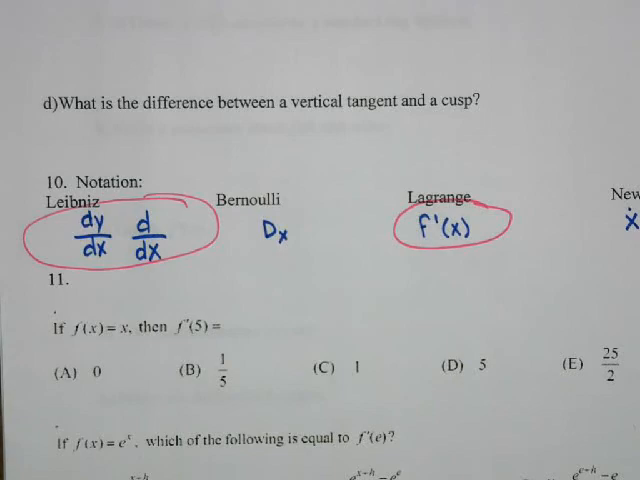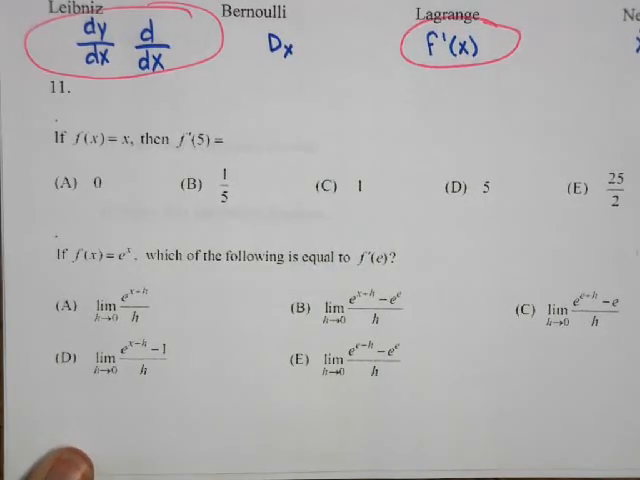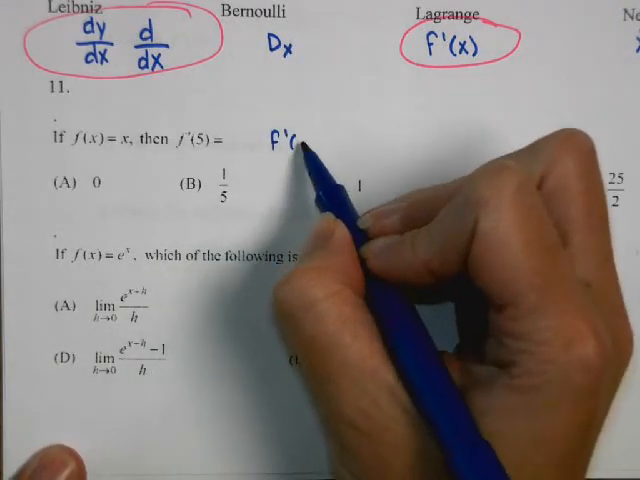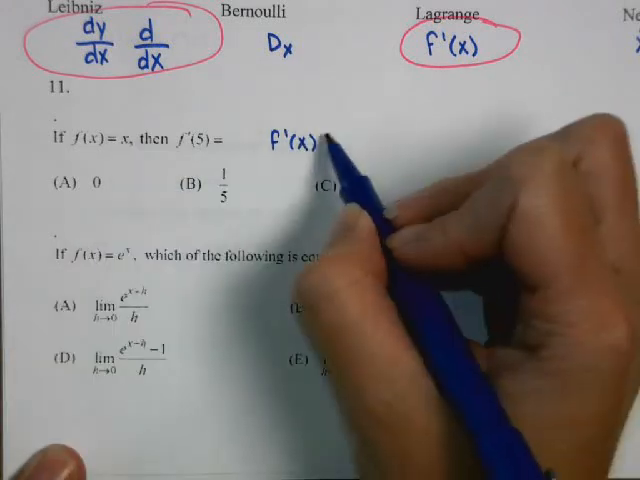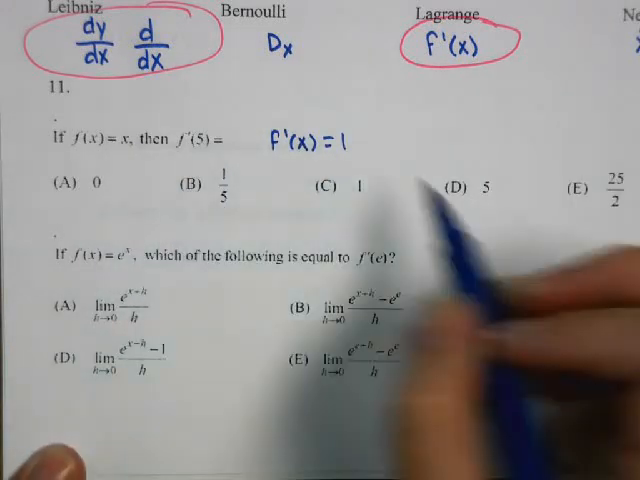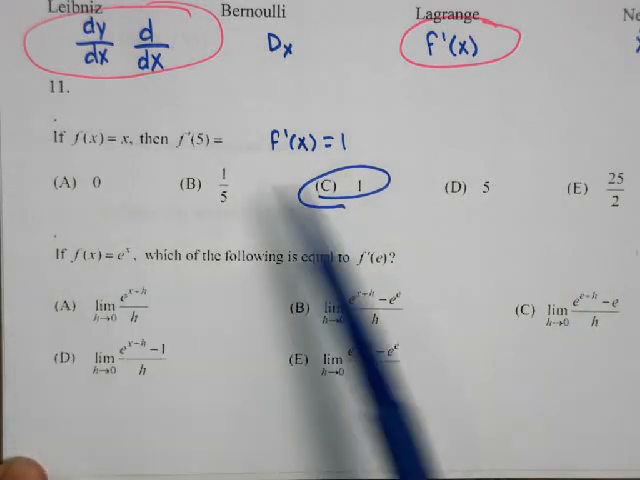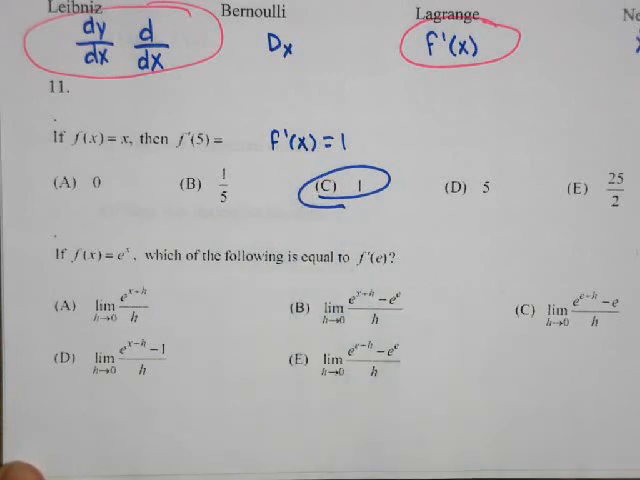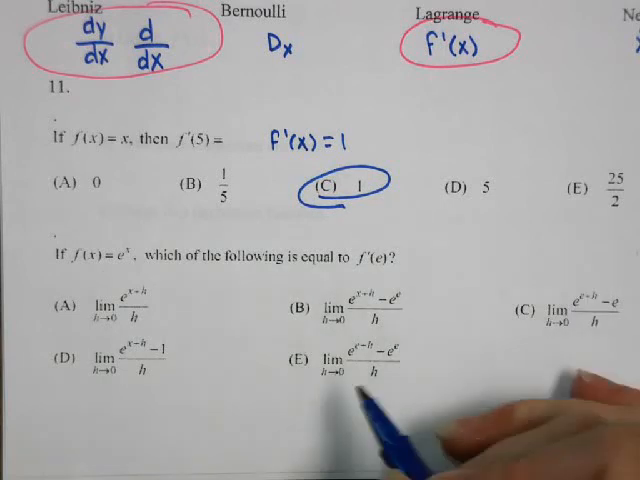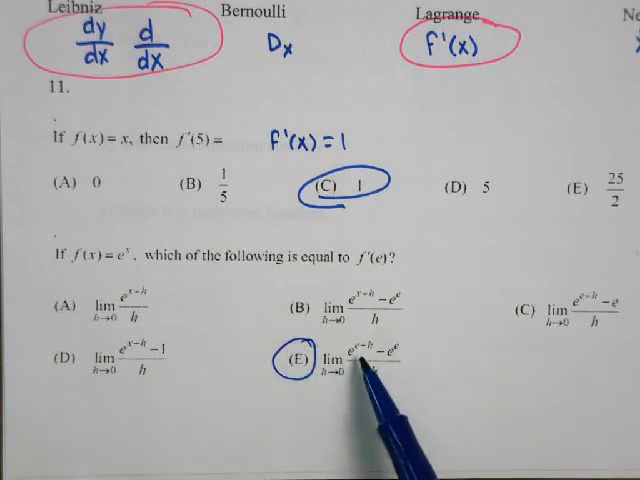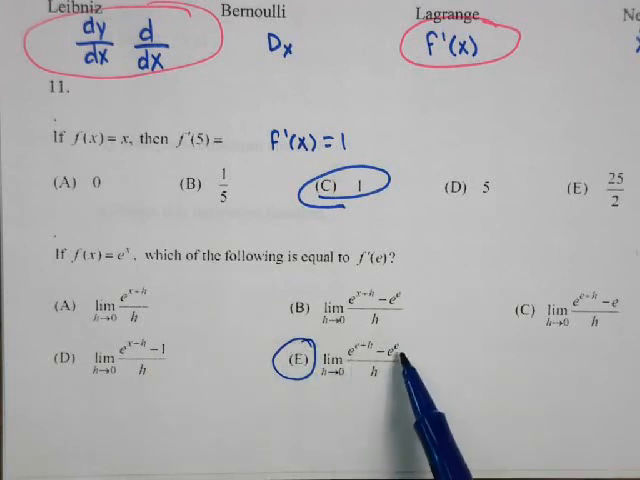Okay, if f of x is x, then f prime of 5 is what? Well, f prime of x is just 1, and f prime of 5 is just 1. And then for this one, we're looking at the limit definition. So if our function is e to the x, so we're looking at the definition. So this is the one that matches. This is f of a plus h. This is f of a, which in this case is e. That's going to be our correct choice there.